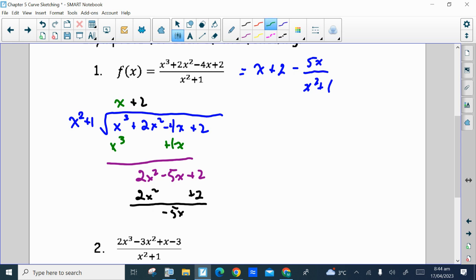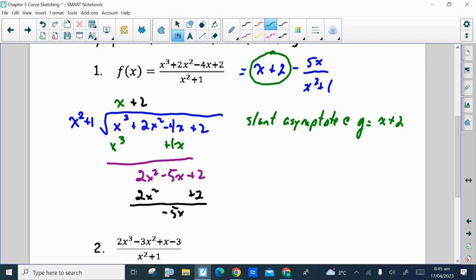But remember, the linear part of the answer tells you the equation of the slant asymptote. The slant asymptote will be y equals x plus 2. That's the equation of the slant asymptote.